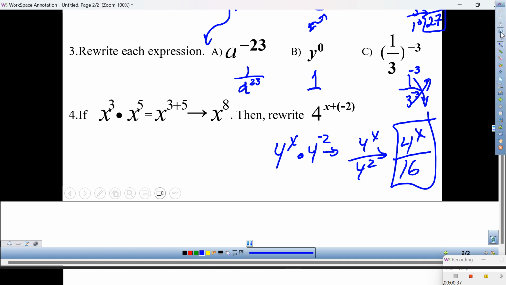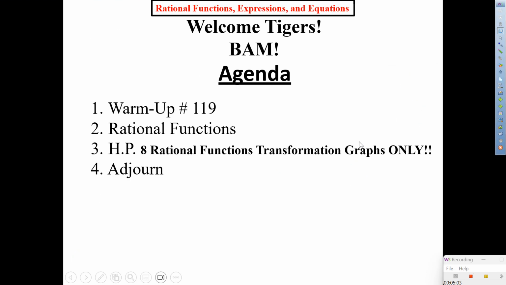Copy the agenda, please. Warm-up 119 done. We're still in the middle of rational functions. Hopefully you guys did well on Friday with that pop quiz. We only did two problems of each, one for graphing and one for writing. Today we're going to be looking at this in regards to the scope of transformations, though. Still graphing, but using transformations, okay?